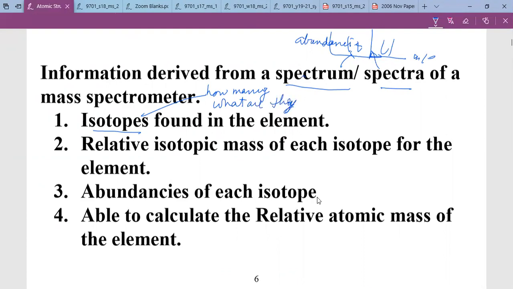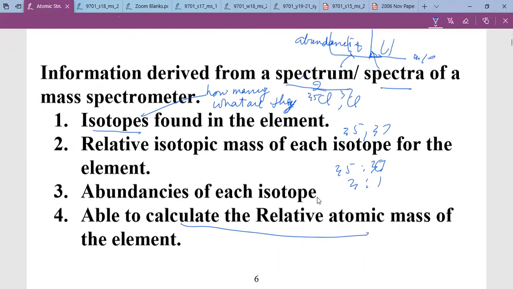Okay, like I said, how many isotopes for chlorine? There are 2. What are they? Cl-35 and what? Cl-37. Relative isotopic mass of each: I know it's 35 and what? 37. Abundances: I know that 35 to 37 is 3 to 1. Then, of course, the last part is to calculate the relative atomic mass.